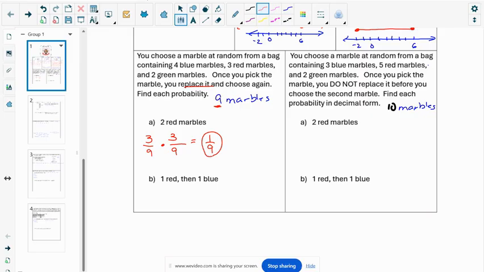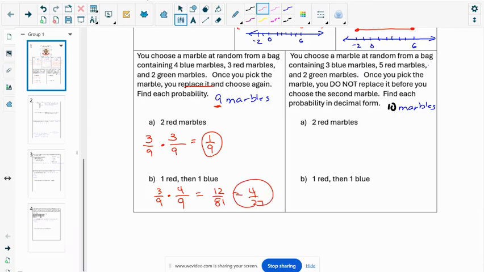Okay. The next one is 1 red and then 1 blue. So again, I'm going to start with 3 over 9. I put it back. So I'm back to 9 marbles, and this time there's 4 blue. So that's going to give me 12 over 81, which I can simplify to 4 over 27.